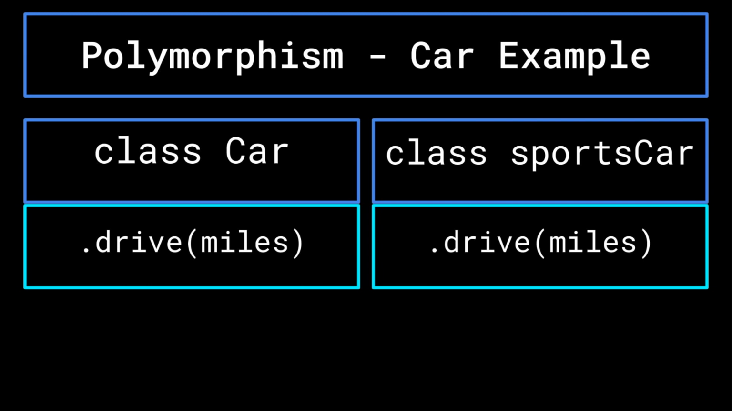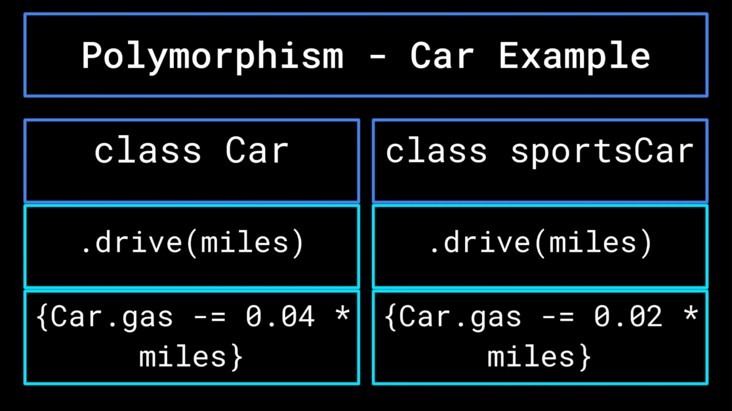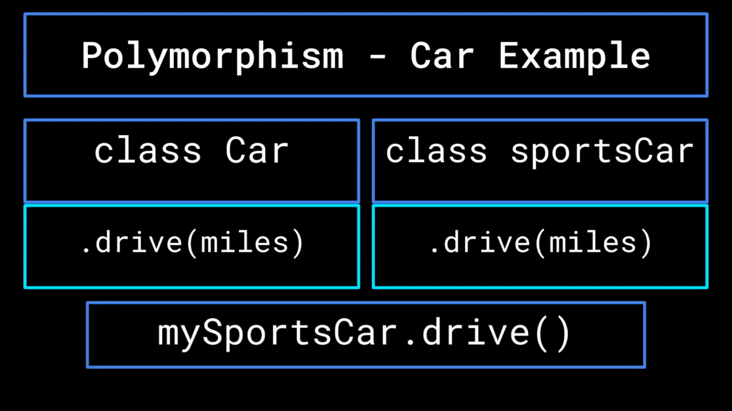In the car class, the .drive function may cause the car's gas to decrease by 0.04 gallons per mile, whereas the sports car class may instead have its gas decreased by 0.02 gallons per mile it drives. If you create an instance of a sports car called MySportsCar, the sports car implementation of the .drive method will override the generic car version of the .drive method. Therefore, MySportsCar.drive will decrease MySportsCar's gas attribute by 0.02 gallons per mile.